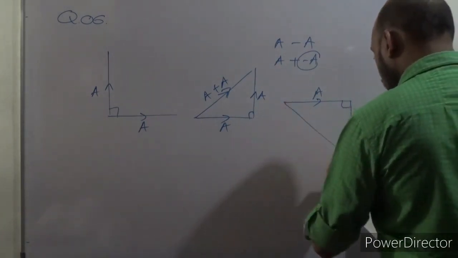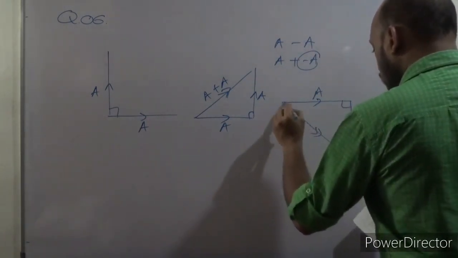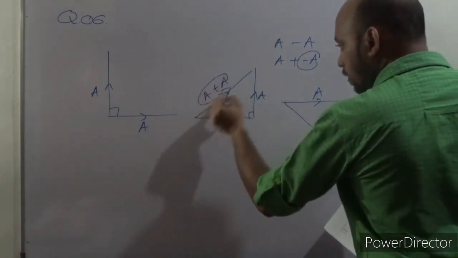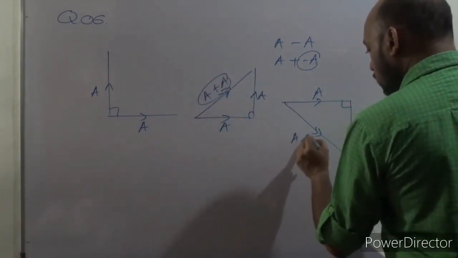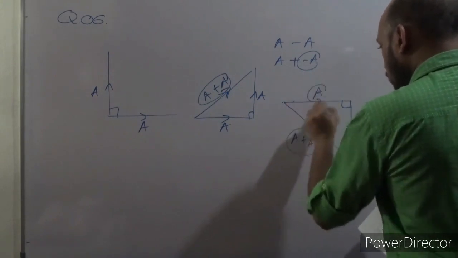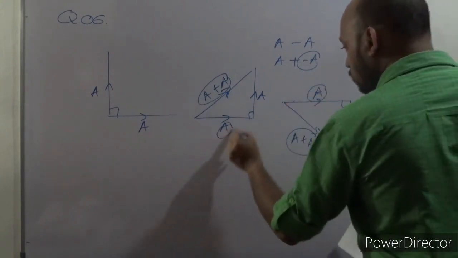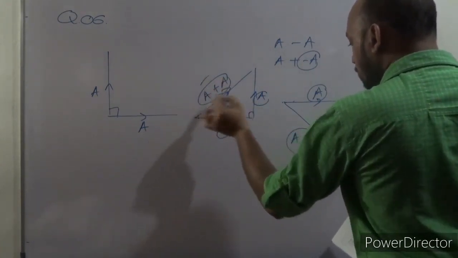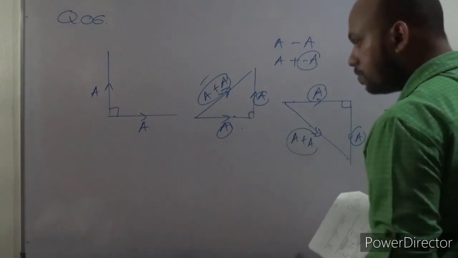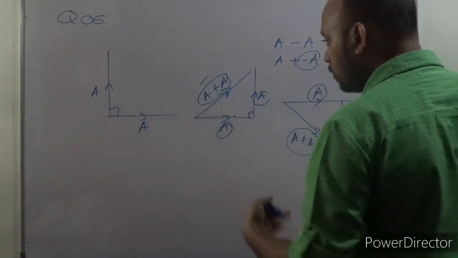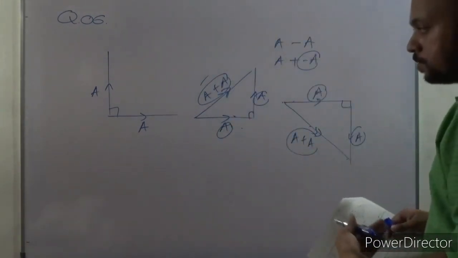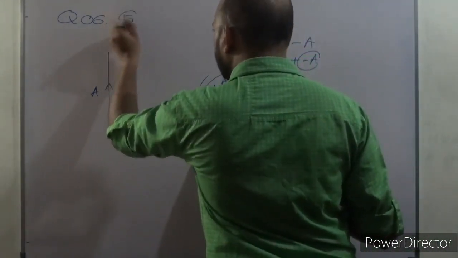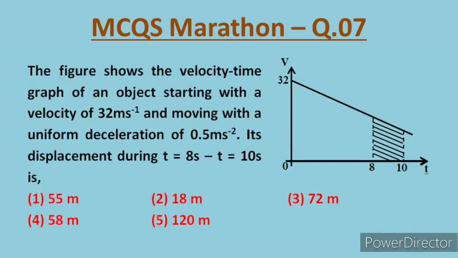So here also the magnitude is given by the hypotenuse. Here the magnitude value is a, and here also the magnitude is the same, since when two sides are equal, the hypotenuse is also the same. So we can see the hypotenuse in both instances is equal. So the ratio between the sum and the difference should be 1. So answer 5.